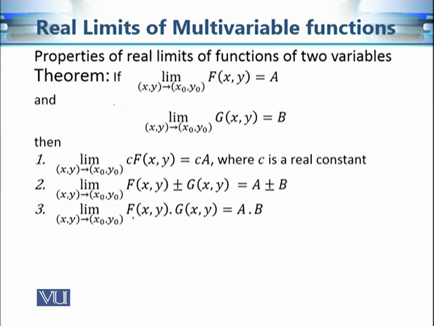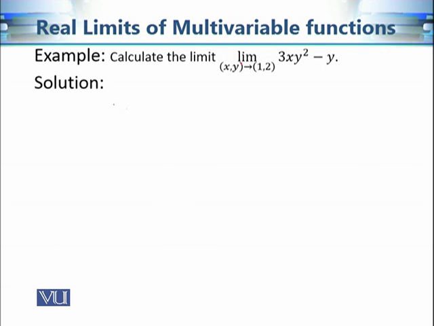And if we are considering the product of these two real valued functions and calculating the limit as (x,y) approaches (x0,y0), then it is equal to the product of their limits. And similarly, for the quotient, if we are taking the quotient of f with g and calculating the limit as (x,y) approaches (x0,y0), then it is equal to the quotient of the corresponding limits, in other words, a over b. And of course, to avoid division by 0, we impose the condition in this case that b should not be equal to 0. Now let's apply these results and prove this very simple limit.